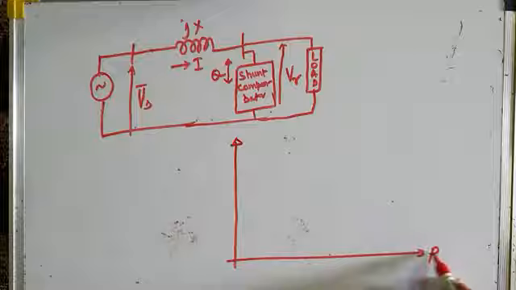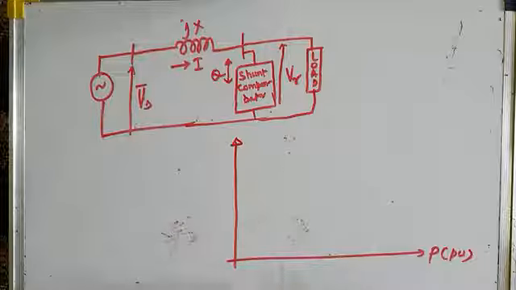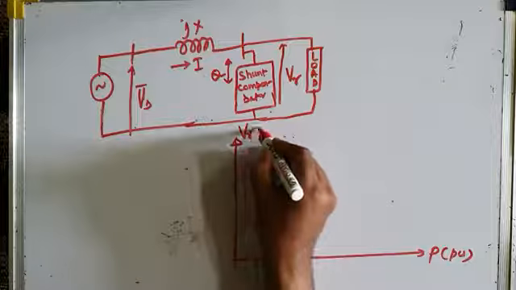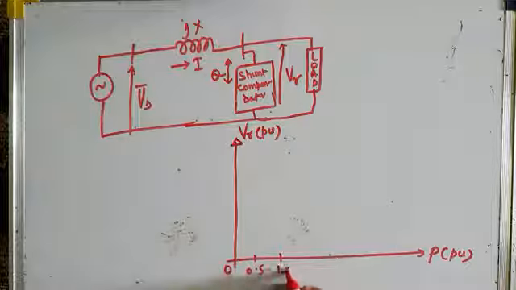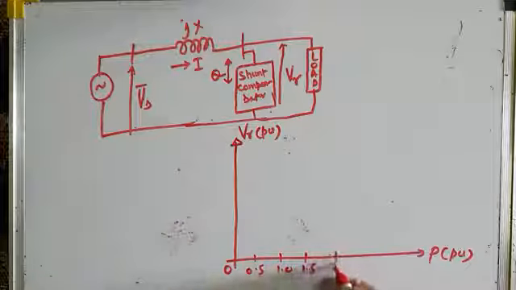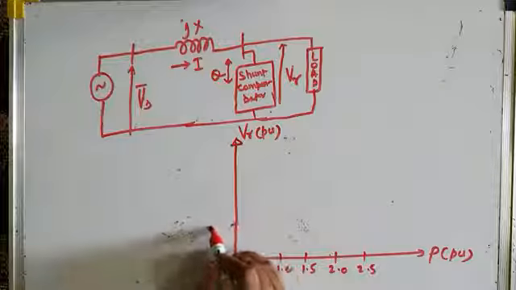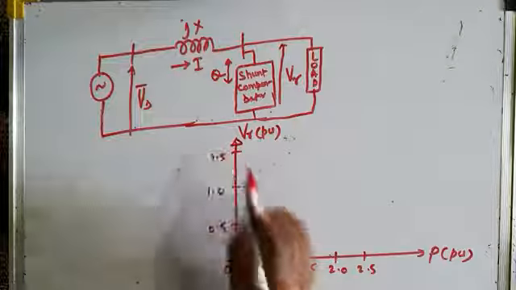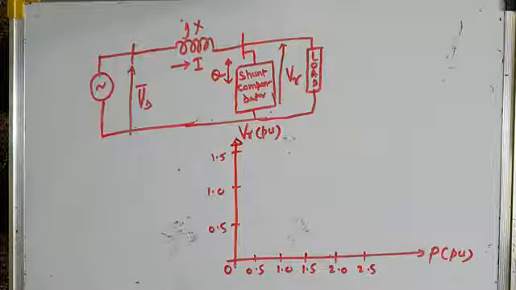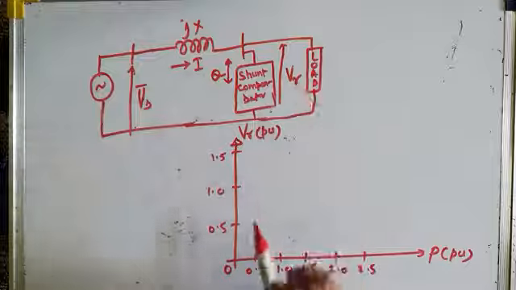So again, this is power drawn by the load, or power flowing over the transmission line in per unit, versus load voltage or receiving end voltage, which is also in per unit. So this is 0 per unit, this is 0.5 per unit, 1.0 per unit, 1.5 per unit, 2 per unit, 2.5 per unit, and so on. This is 0.5 per unit, this is 1 per unit, 1.5 per unit. We will operate the loads for same power factors.